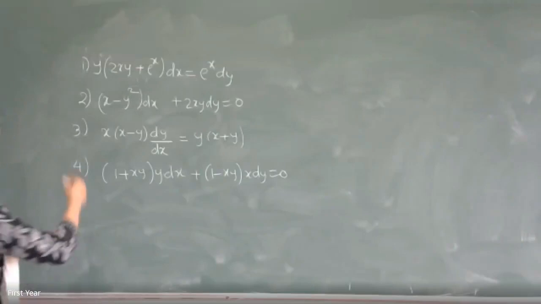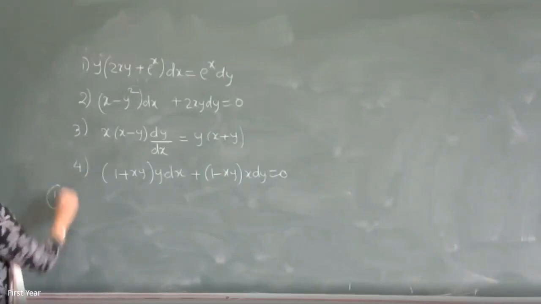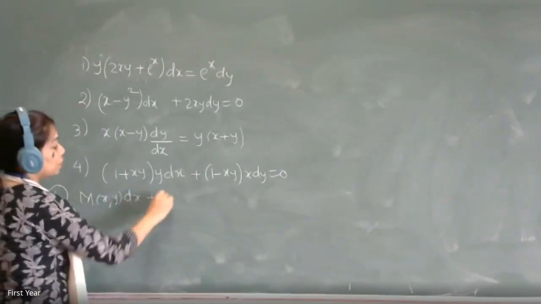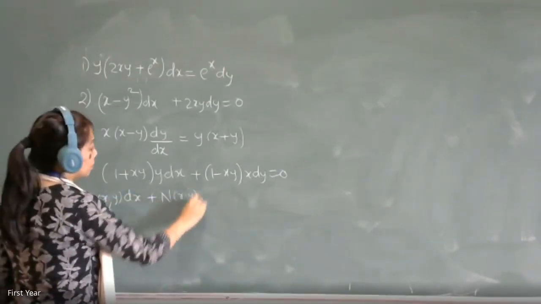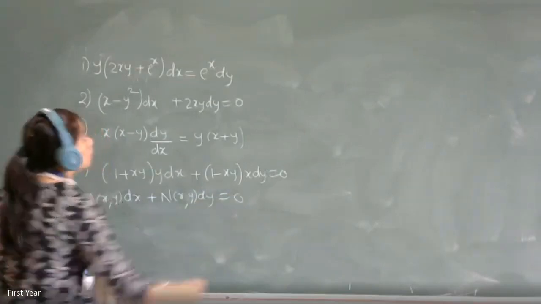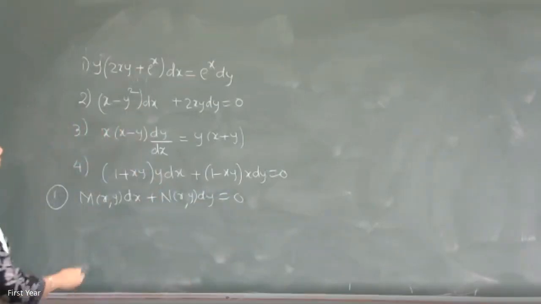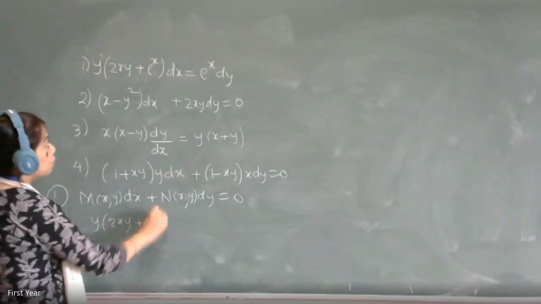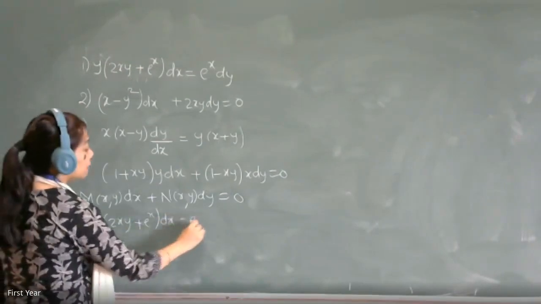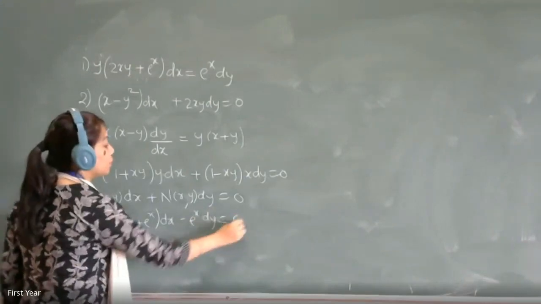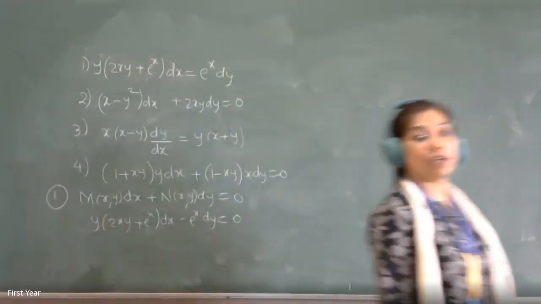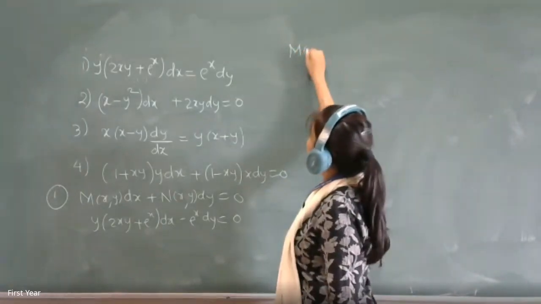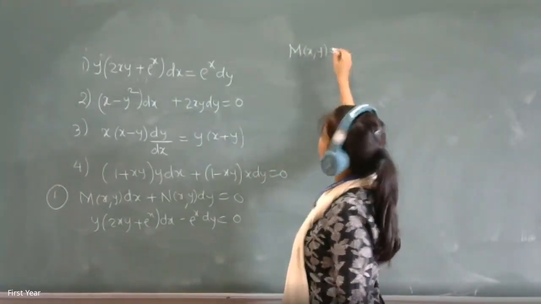Is it given in the form M dx plus N dy is equal to 0? No. e raised to x we have to get on the left hand side. So y into 2xy plus e raised to x dx minus e raised to x dy is equal to 0. This is your reframed differential equation. What is M? What is the expression N?